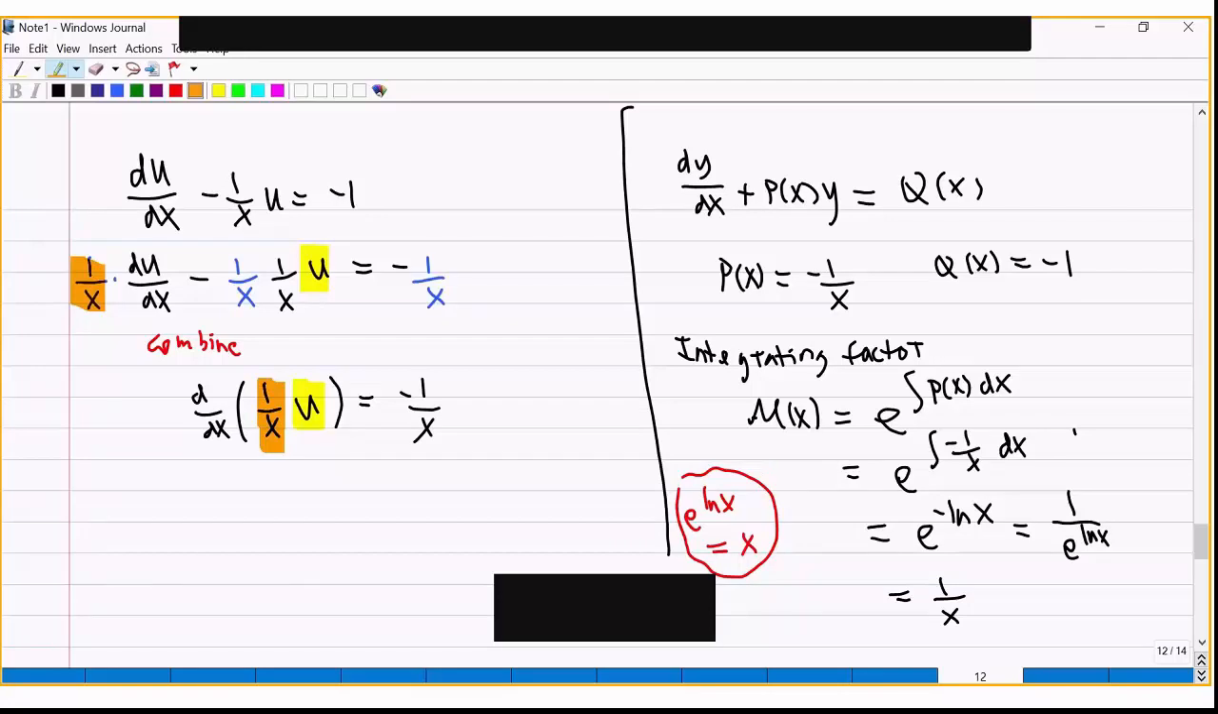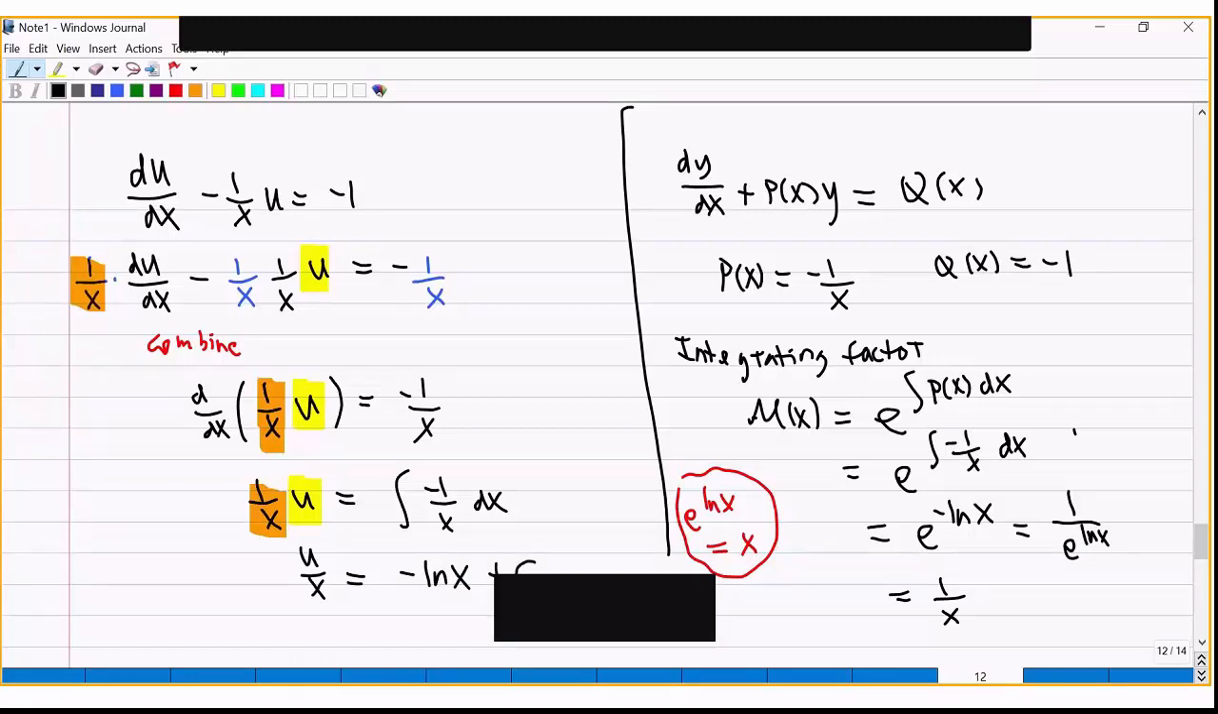So what does this mean now? This means 1 over x times u is equal to the integral of both sides, minus 1 over x. This is just by integrating both sides here. So how to integrate minus 1 over x? We already know this: u over x equals minus ln x plus c.